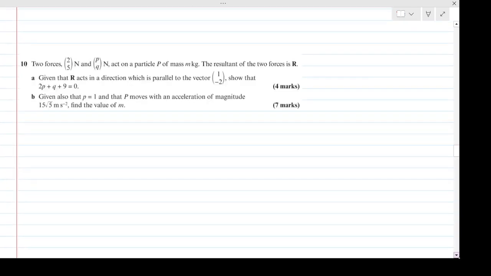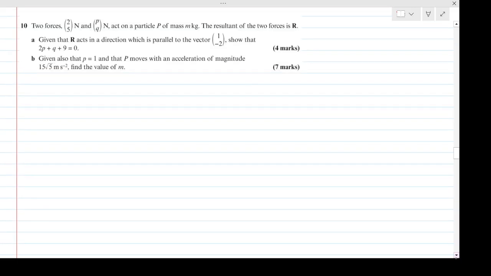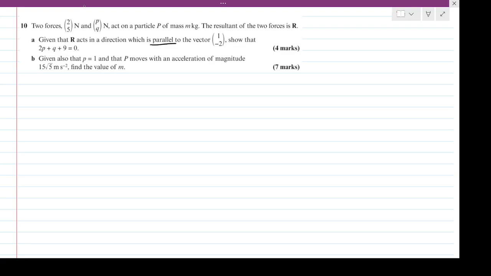Okay, so we've got this question here. We're told two forces, 2, 5 and PQ, act on a particle with mass m. The resultant of the two forces is r. And we're told that r acts in a direction which is parallel to this vector. We need to get this equation.